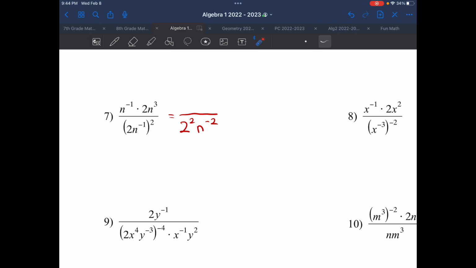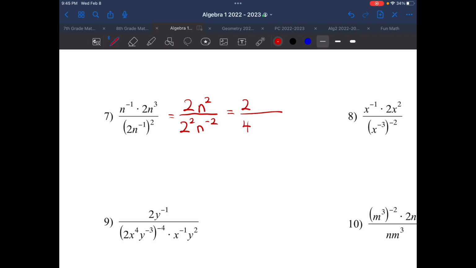In the numerator, I can simplify because I have the same base that I am multiplying. So I can add these exponents. You always add when you have multiplication with the same bases. So I'm going to get n to the power of negative 1 plus 3 is 2. And don't forget about this coefficient of 2. Usually the coefficients we write out front. All right, so from here, it's not quite ready to be simplified, so maybe I'll do that in the next step. I'll go ahead and say, I know that 2 squared in the denominator is really 4.